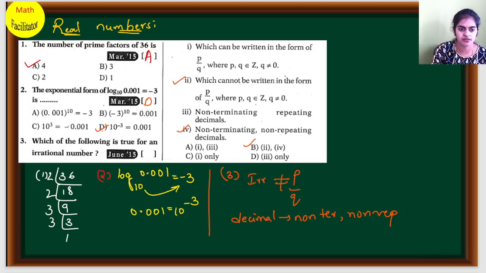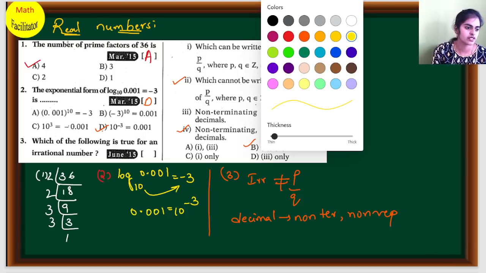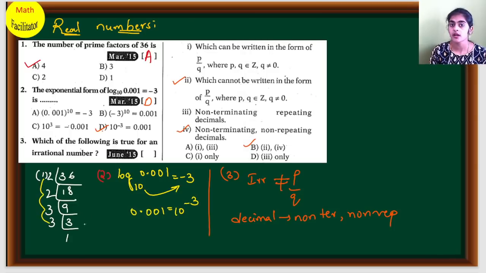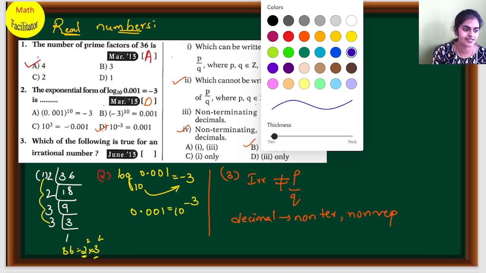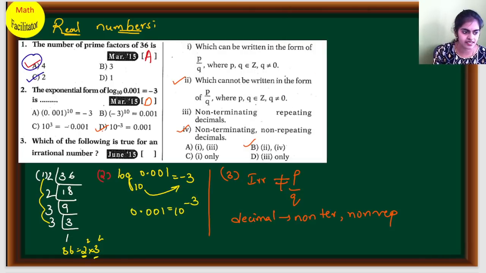Have a look at the first question once again: the number of prime factors of 36. There are actually not four prime factors. The prime factorization of 36 is 2 square into 3 square. The number of prime factors involved in it are only 2. So actually this is not the correct answer; this is the correct answer. Did you understand why I have taken option C now? Because 2 and 3 are the only prime factors in the prime factorization of 36. Did you get the point? So the prime factors are only 2 and 3.